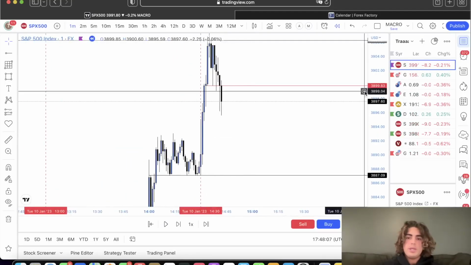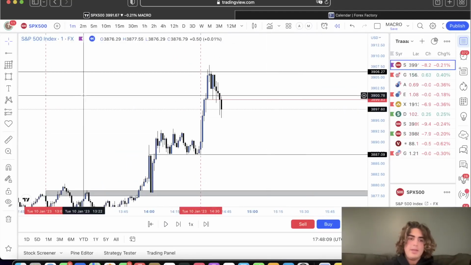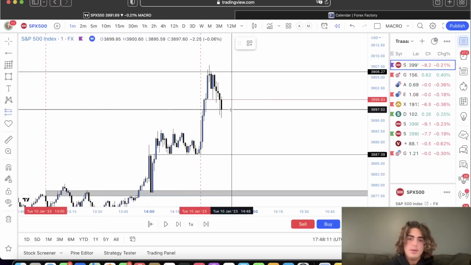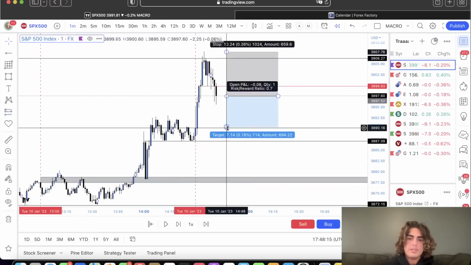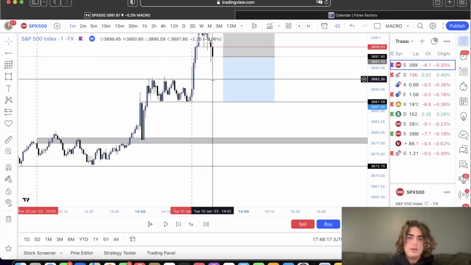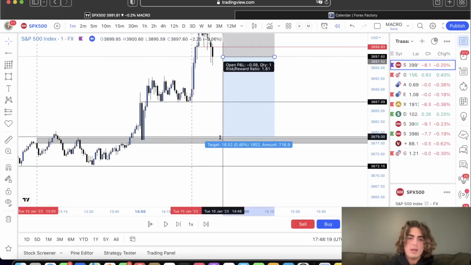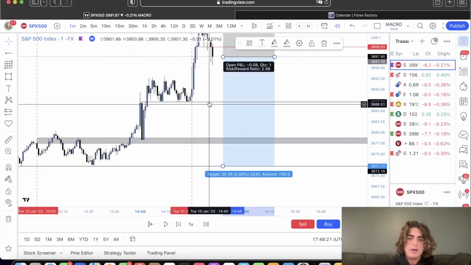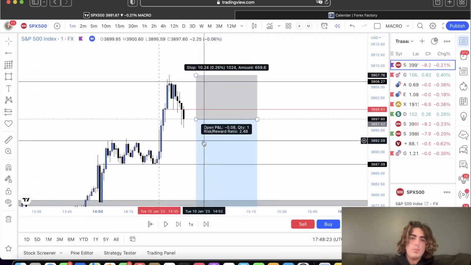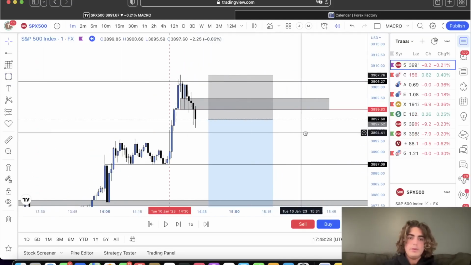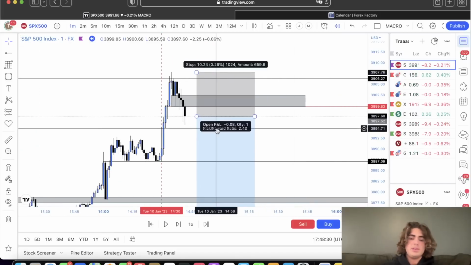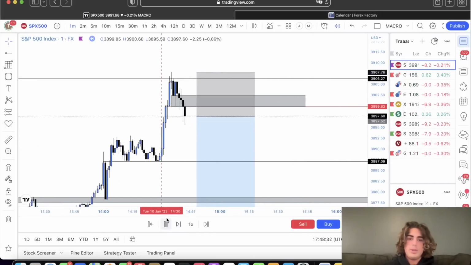Okay, boom. We can either enter off of this break of structure, stop above the high. Boom, first take profit right here. Second take profit, this order block. Third take profit all the way down here. We can do that, or we can wait for price to potentially come into this order block. So let's just say we enter off the break of structure. Let's see if it comes into the order block.